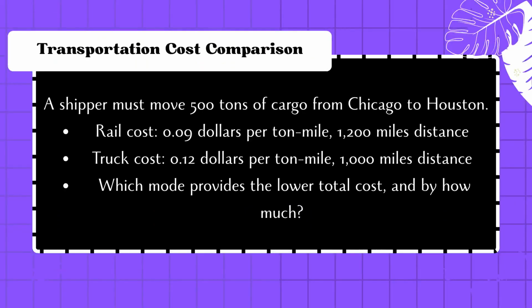Problem 1. Transportation cost comparison. A company needs to move 500 tons of freight from Chicago to Houston. If the shipment travels by rail, the cost is 9 cents for every ton per mile, and the total distance is 1,200 miles. If the shipment goes by truck, the cost is 12 cents for every ton per mile, and the distance is 1,000 miles. Which transportation mode provides the lower total cost, and by how much?